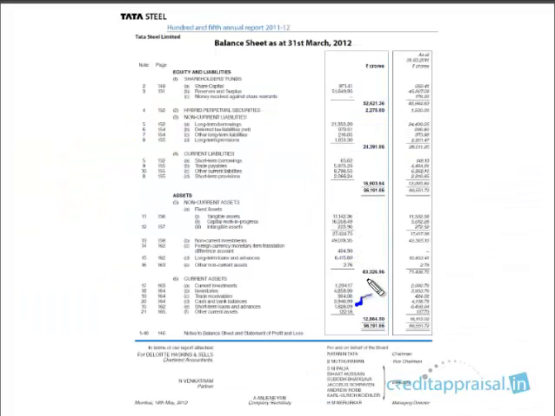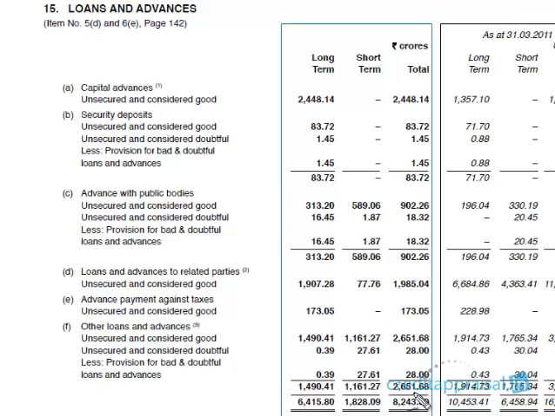Then 1828 crores. This is the short-term loans and advances. Let us see the breakup. What is this 1828 crores? Earlier we classified the long-term loans and advances. So short-term loans and advances, 1828 crores. What are these items? Advance with public bodies, advance related parties, other loans and advances.